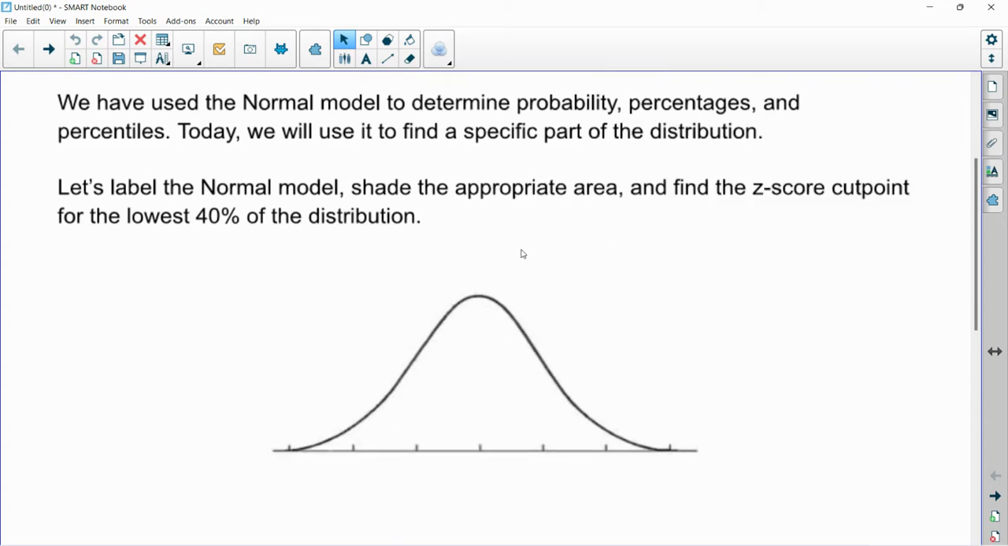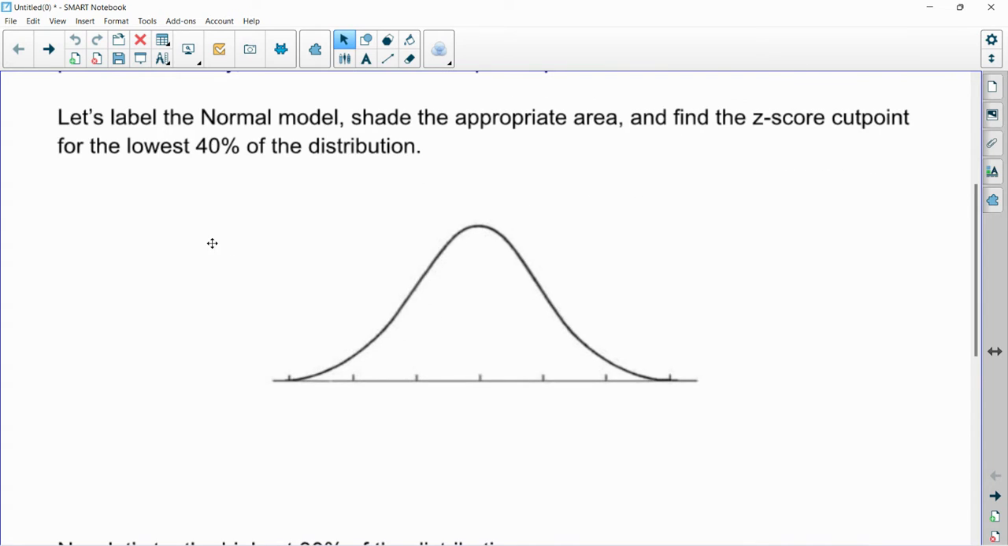Okay, so let's look at this first question. We want to label the normal model, shade the appropriate area, and find the z-score cut point for the lowest 40% of the distribution. So first of all, what is a z-score cut point?